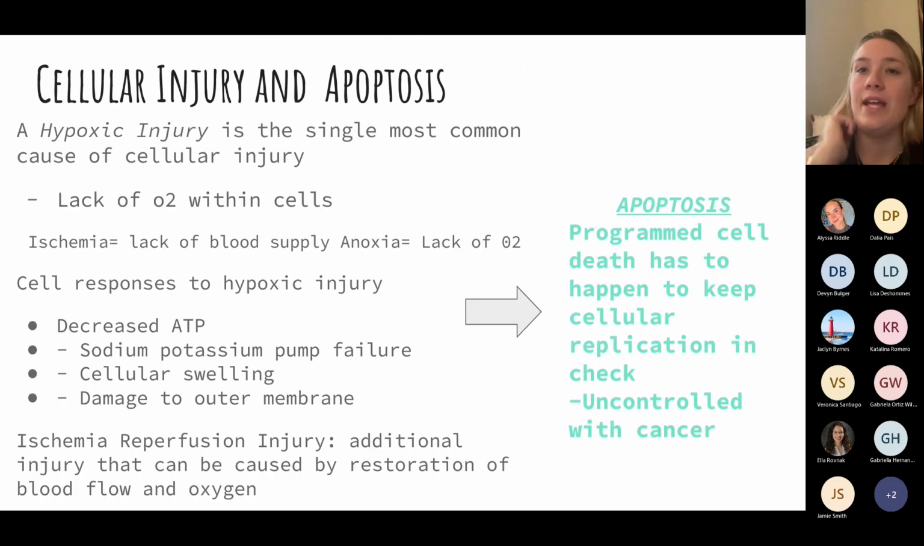So cellular injury and apoptosis. Usually what's causing a cellular injury is going to be our lack of oxygen within the cells. Our cells need oxygen to function, ATP, all of that. What happens when my cell gets damaged or something's wrong with my cell? My cell has an innate mechanism in it to trigger apoptosis. This is just to keep cellular replication in check, okay?